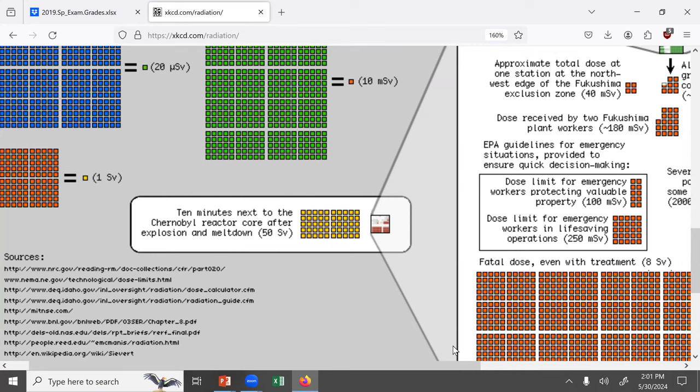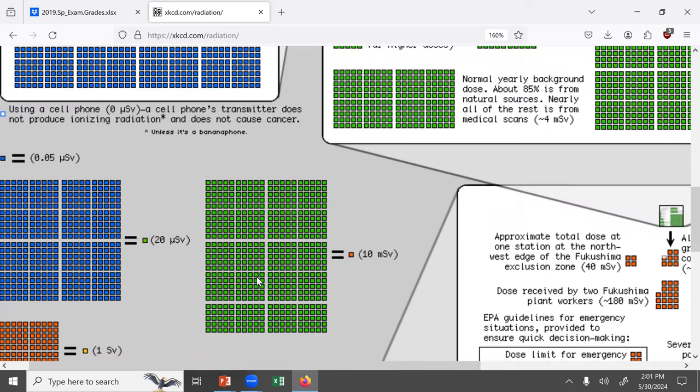Yeah, exactly. And then last but not least, 50 sieverts, 50 full sieverts. 10 minutes next to the Chernobyl reactor core after the explosion and meltdown. So definitely anybody who was in that immediate area was exposed to a fatal amount of radiation pretty quickly.